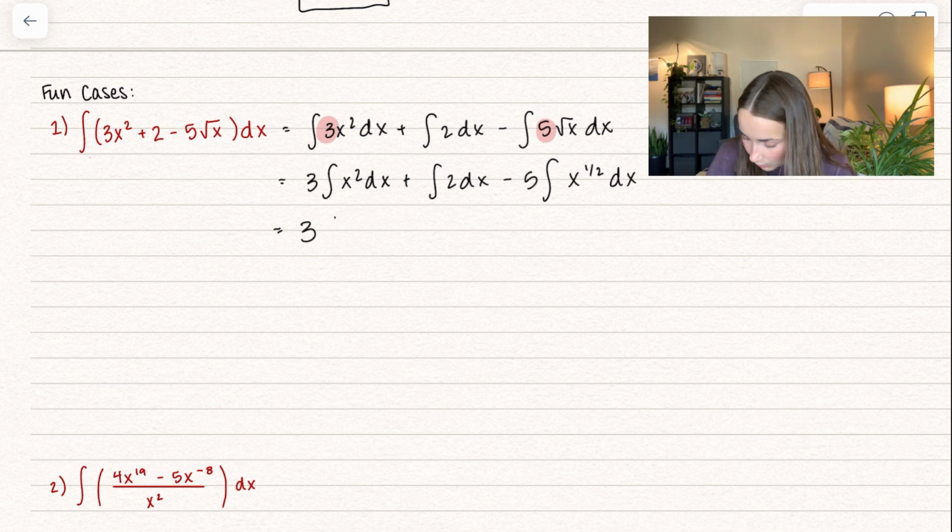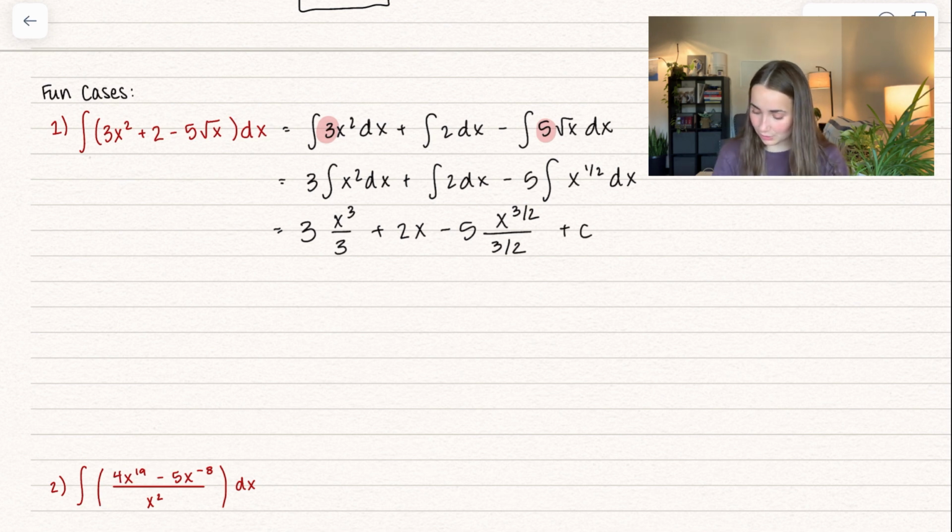So first I add 1 to the exponent, and I divide by that new exponent. This becomes a 2x, just like we talked about. And then right here, we add 1 to the exponent. So 1/2 plus 1 is equal to 3/2. So x is the 3/2, and we divide by 3/2. And then finally, we add on that value of c.